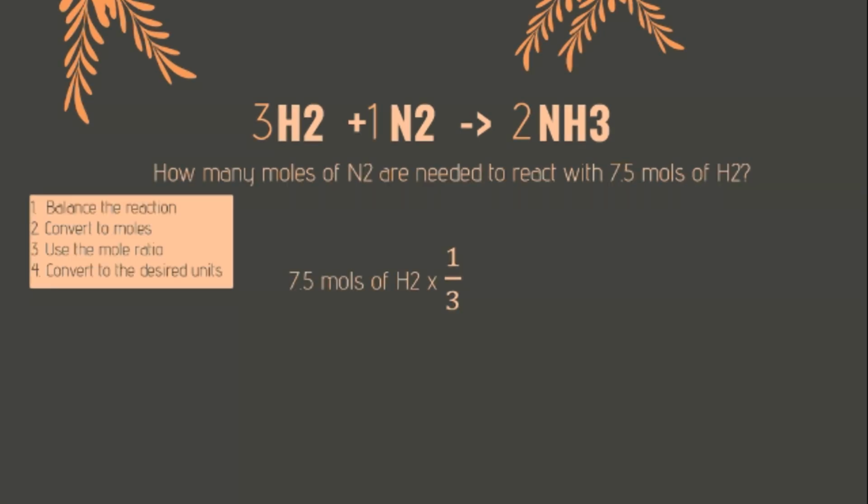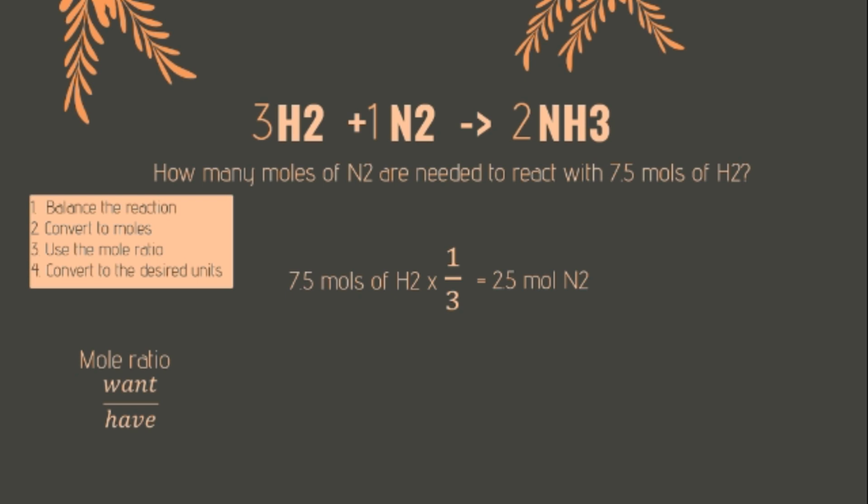Next, we use the coefficient ratio of 3 hydrogens to 1 nitrogen to determine the answer. The amount given in the problem is 7.5 moles of hydrogen, and we multiply that by a fraction that represents the coefficient ratio, the 1 nitrogen to 3 hydrogen ratio. Remember to always put on top what we want and on the bottom what we have. So it tells us that 2.5 moles of nitrogen will react with 7.5 moles of hydrogen.